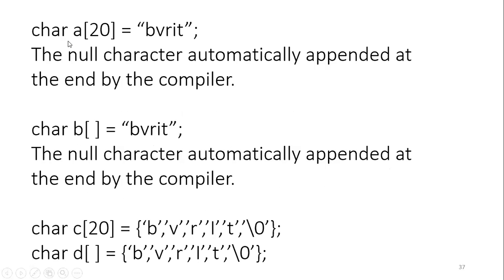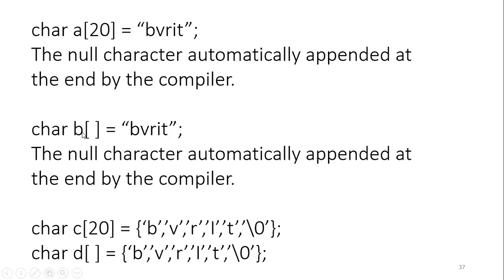For example, char a[20] = "bvrit". So here a is an array of 20 characters. It is initialized with bvrit. The null character is automatically appended at the end by the compiler. So a[0] will contain b, a[1] will contain v, a[2] will contain r, a[3] will contain i, a[4] will contain t, a[5] will contain \0, the null character. The null character is automatically appended by the compiler.